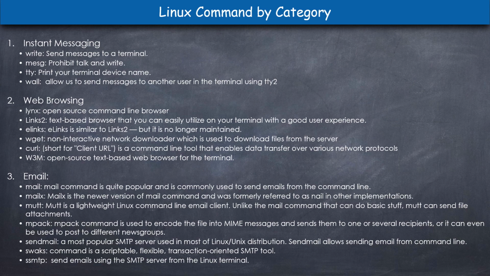Elinks was used earlier. So wget is used to get the file. Suppose you want to get a page or download a file from a server, so you will use wget for this. Then you have the curl command. It's short for client URL. It's a command line tool that enables data to be transferred over various nodes. So using this command you can perform many things related to a web page or website from the terminal.